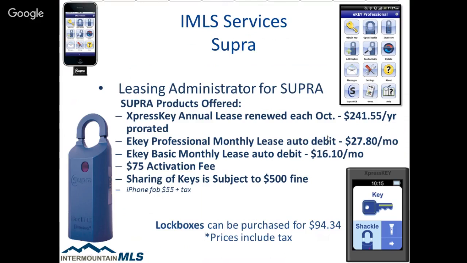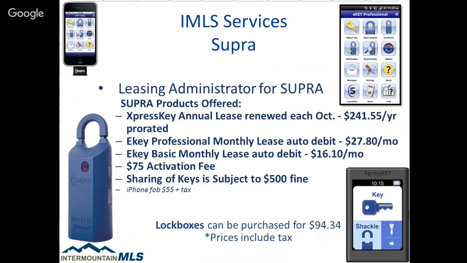It's $27.80 a month, and that's automatically on a credit card or a debit card. The E-Key Basic, what that's going to do is just make your phone into a key. Doesn't have the roster, doesn't have the listings, but it turns your phone into a key, and that's $16.10 a month. If you price it out, the E-Key Basic is cheaper than the Express Key annual lease. So the E-Key Basic is the cheapest.